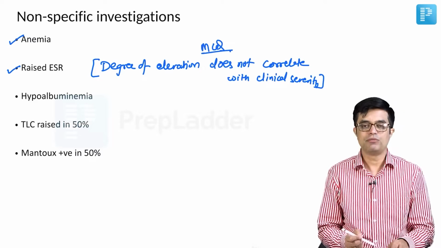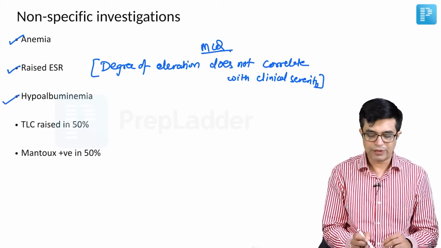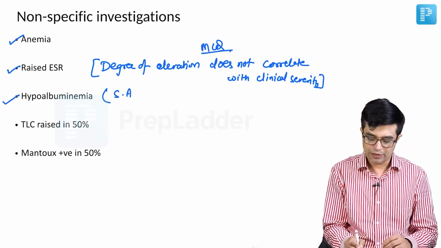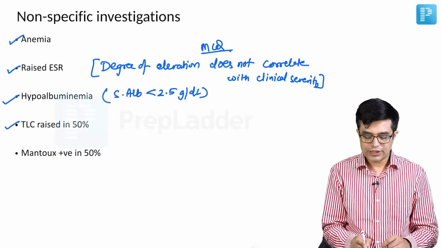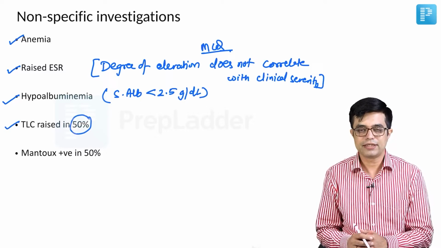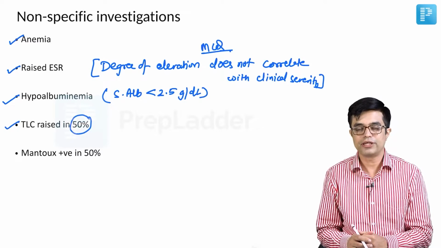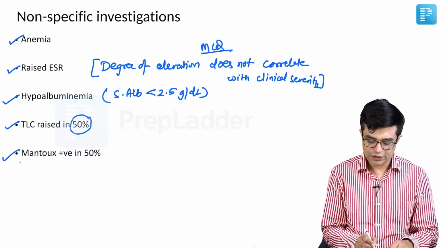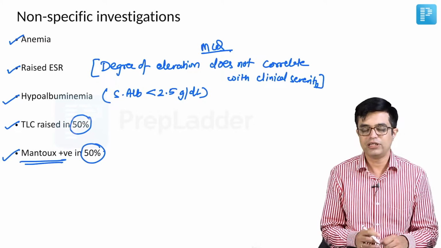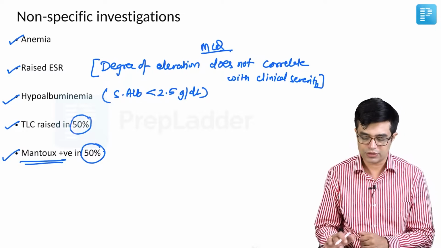Then we have hypoalbuminemia, decreased serum albumin levels. Usually the serum albumin levels are below 2.5 grams per deciliter. You will find leukocytosis in around 50% cases. However, typical lymphocytosis may or may not be seen. And finally, Mantoux test, when you do it, positivity is seen in only about 50% of these individuals.